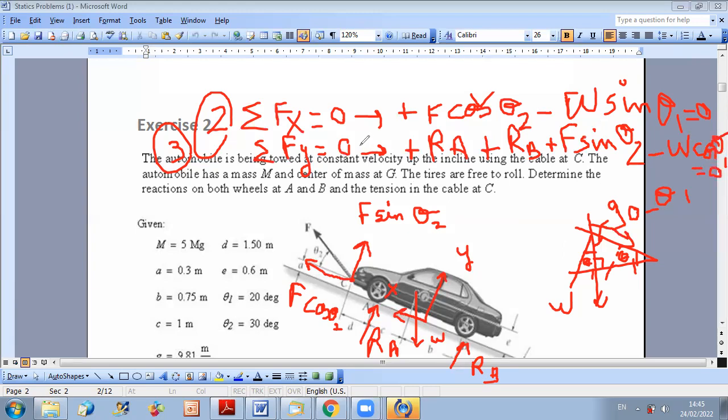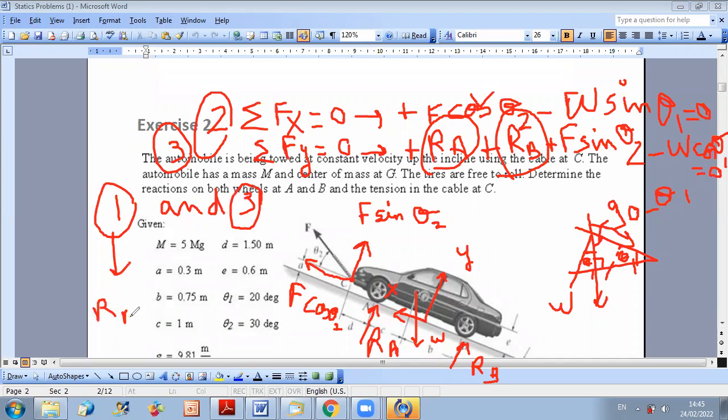And this equation will give you an additional relation between RA and RB. And f, you know it from equation 2. So now if you take equations 1 and 3, you have two unknowns, which are RA and RB, so you can solve for these unknowns. Okay? Any question on this?